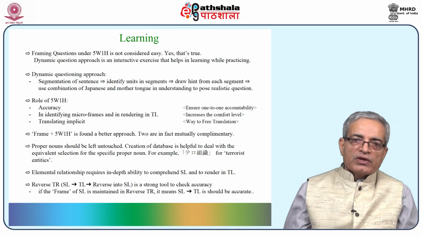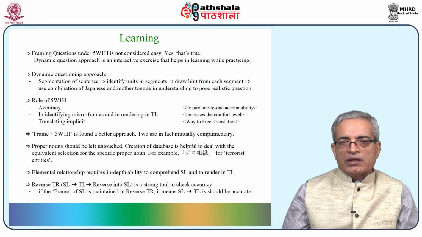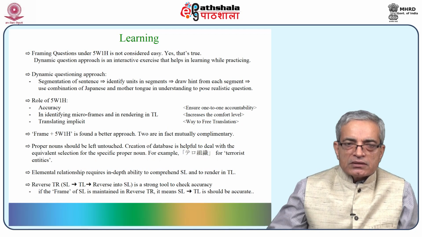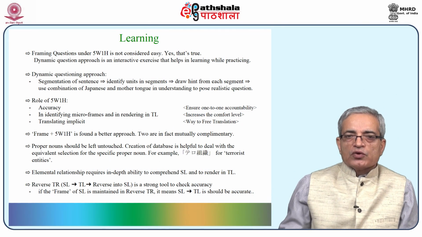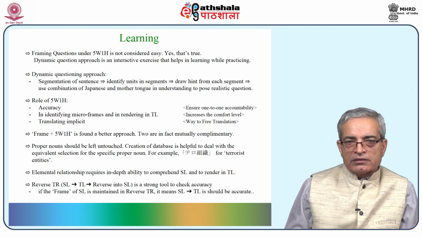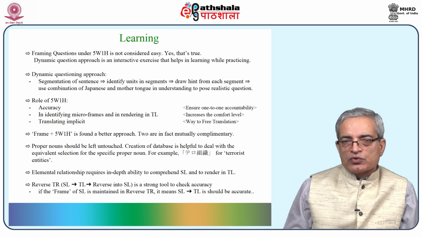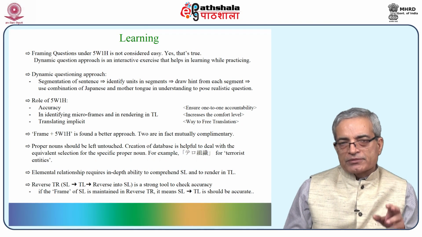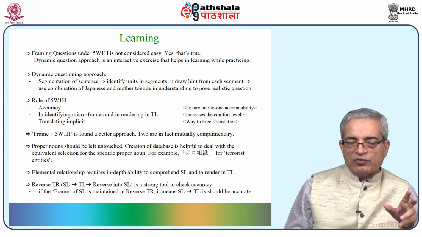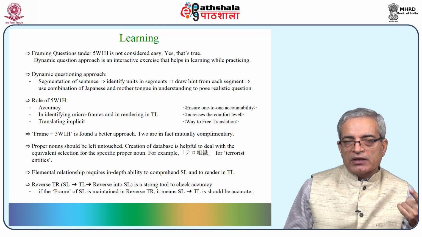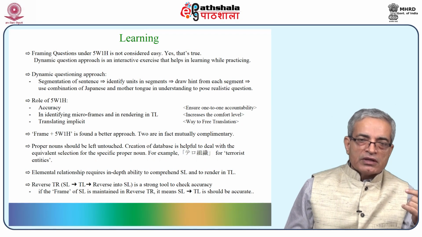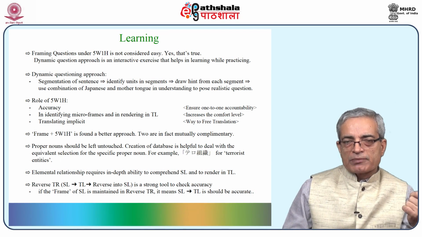And about the role of 5W1H, it helps in maintaining one-to-one accountability, that is accuracy. Then it increases the comfort level in identifying microframes and in rendering the translation. Then translating implicit is a way to do the free translation. It helps in doing so. Once you put 5W1H, you'll be clear about the content, and beyond that you can keep modifying it, and while modifying also ensure that you are not deviating from the text by using 5W1H.